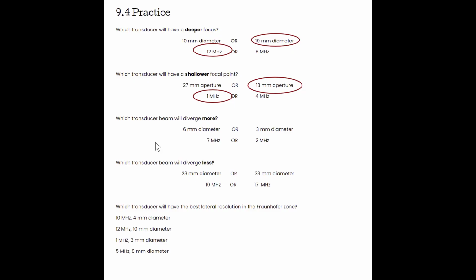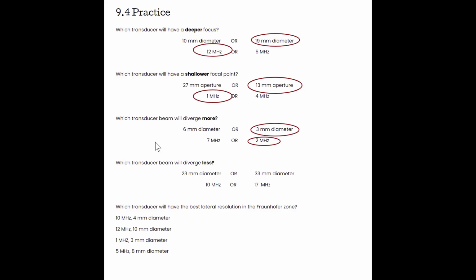Next question down asks us which transducer beam will diverge more. So which will have more divergence? And we know that frequency and diameter are inversely related to our divergences. So when we have more divergence, we're looking at lower values in our numbers. So 6 millimeters versus 3 millimeters, it should be our 3 millimeter. Low numerical value will have a high divergence value. Same idea with frequency. Low frequency value is going to result in a high divergence value, or that divergence angle that we were talking about.